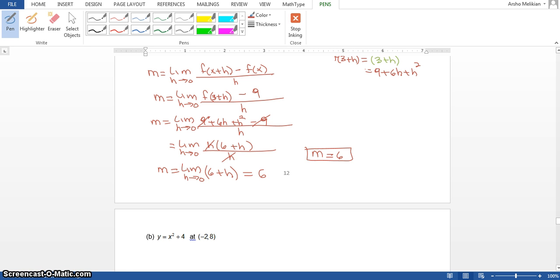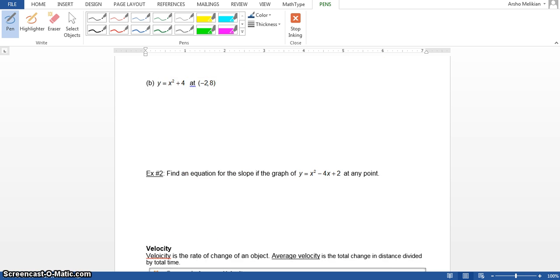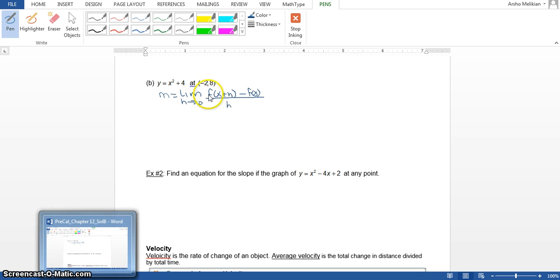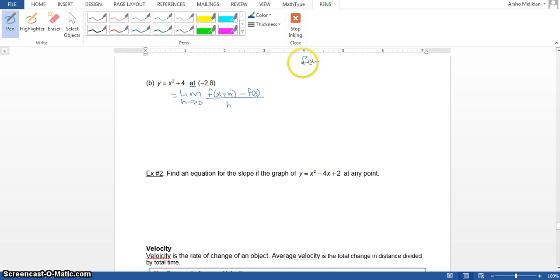We're going to do one more. In this case, we're going to do the preliminary work before. All right? So our formula is the limit as h approaches 0, f of x plus h minus f of x over h. Right? So I know that I'm going to need f of x plus h. So f of x plus h, in this case, is f of, what is x? Negative 2. So it's negative 2 plus h.